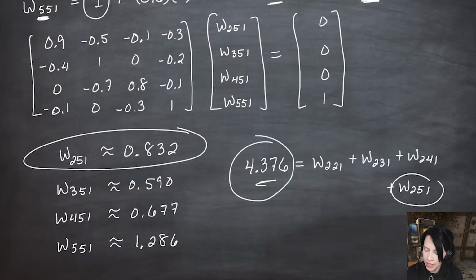Along the way, you're going to visit state 2 some number of times, state 3 some number of times, state 4 some number of times, and state 5 some number of times. And so if you actually went through all the work of computing these, those should add up to be 4.376, and all is right with the world.